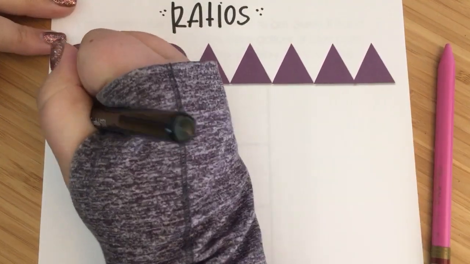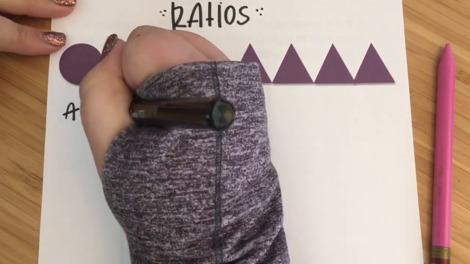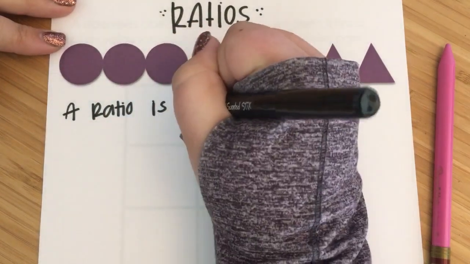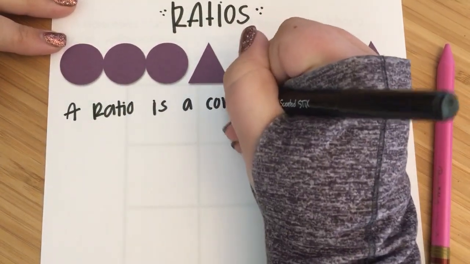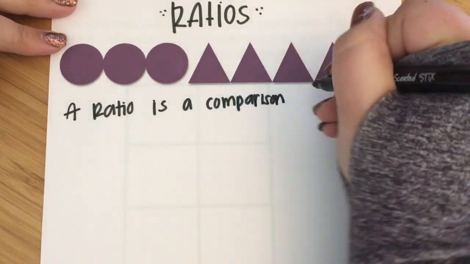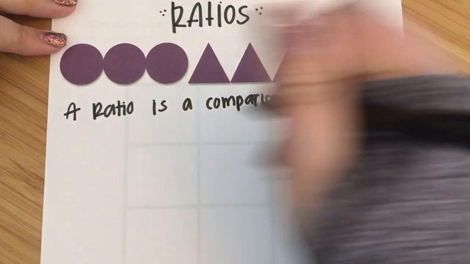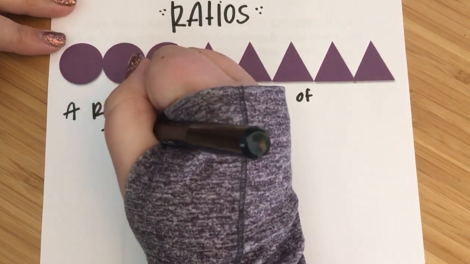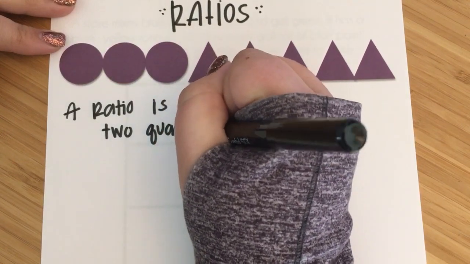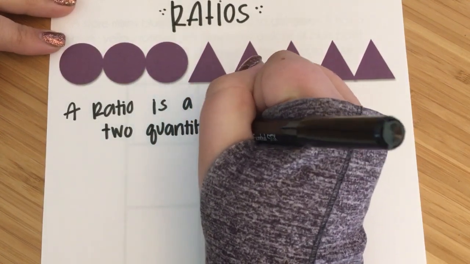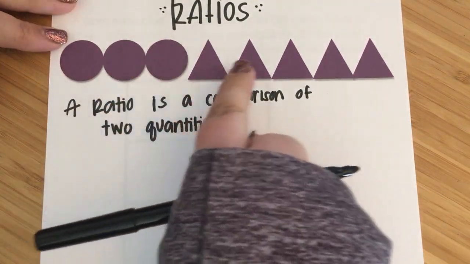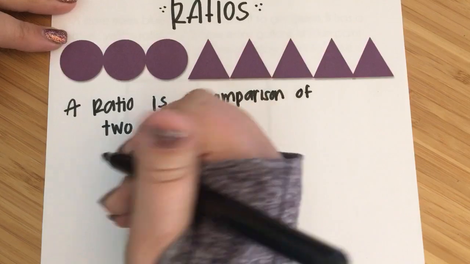So here are some shapes, right? There's circles and some triangles. They all happen to be purple, but we're going to actually write a ratio about what I have up here. So just in case you forgot, a ratio is a comparison of something. Okay, well, actually, in our case, it's two quantities. So it's like two amounts. So if I'm looking at my amount of circles to triangles.